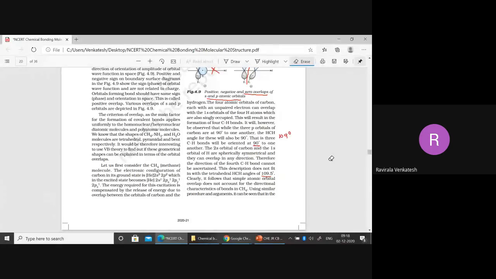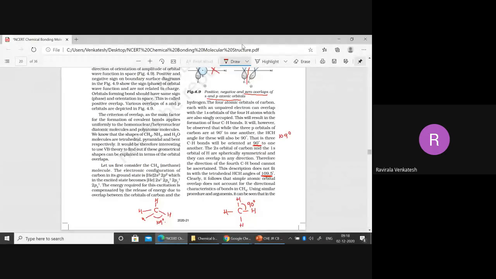Now, if you observe methane, this is the structure of methane. If I take it like this, the bond angle would be 90 degrees. But actually, what is the bond angle? 109 degrees. What is the reason? The structure of methane looks tetrahedral like this. In this case, the bond angle will be 109 degrees, more than 90 degrees.